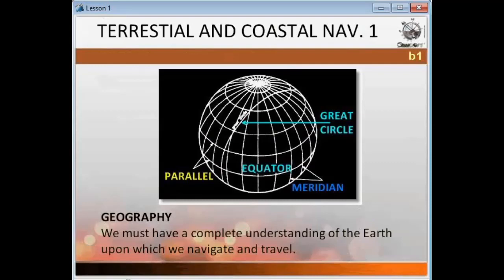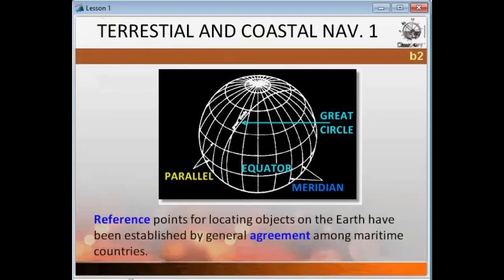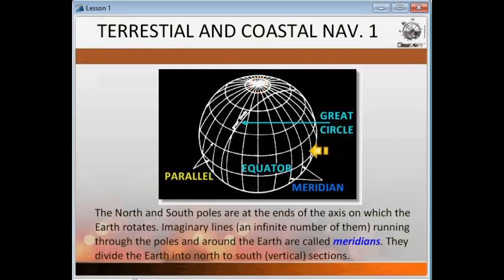Geography. We must have a complete understanding of the Earth upon which we navigate and travel. Reference points for locating objects on the Earth have been established by general agreement among maritime countries. The North and South poles are at the ends of the axis on which the Earth rotates. Imaginary lines, an infinite number of them, running through the poles and around the Earth are called meridians. They divide the Earth into north to south vertical sections.